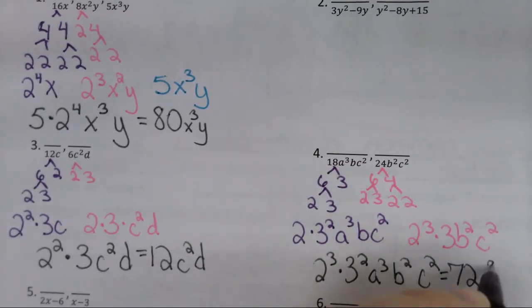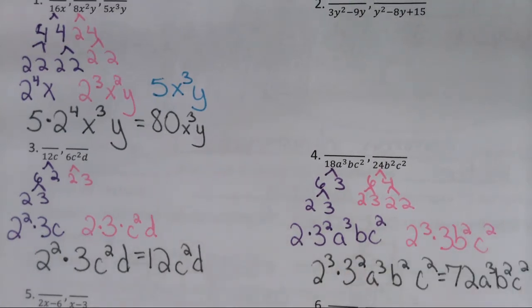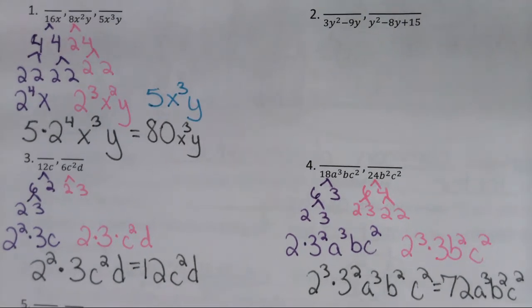A to the third, b squared, c squared. What happens when they're polynomials? Well, we still have to factor, we're just not using prime factorization. The process is still going to remain the same.